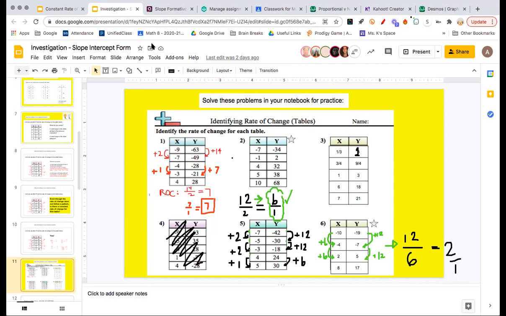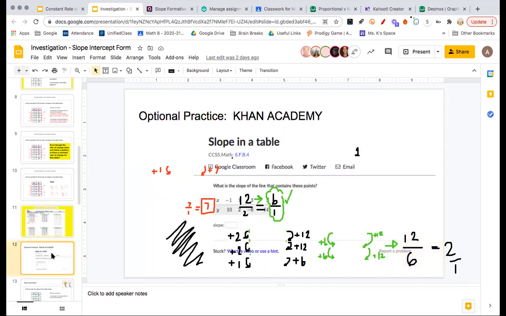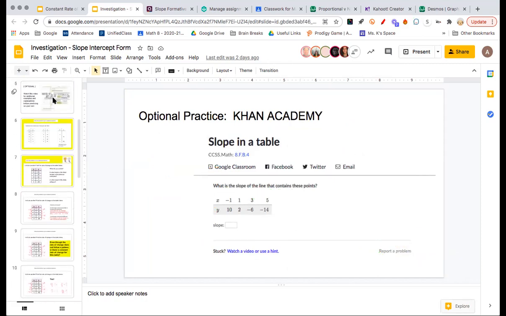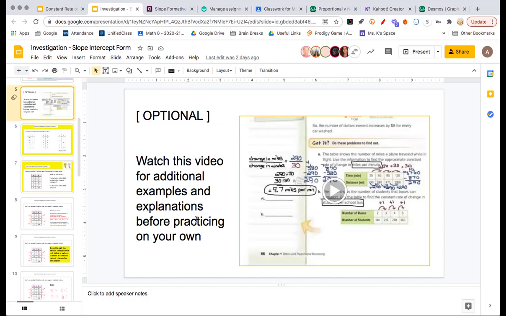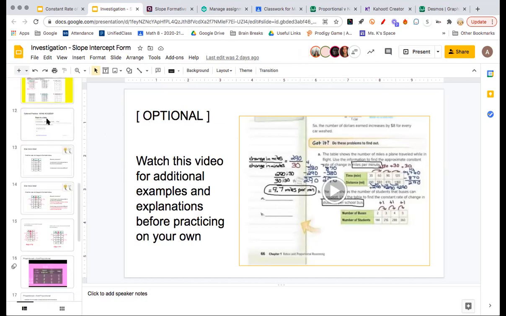Gentlemen, if you still want practice or if you still need more help with this, there is a Khan Academy topic. So you could do these Khan Academy problems. Or there's also a video on slide 5, and you can find the slideshow on Google Classroom. I'm gonna let you go for the day, but if you do want more help, you could watch this video or do this Khan Academy.